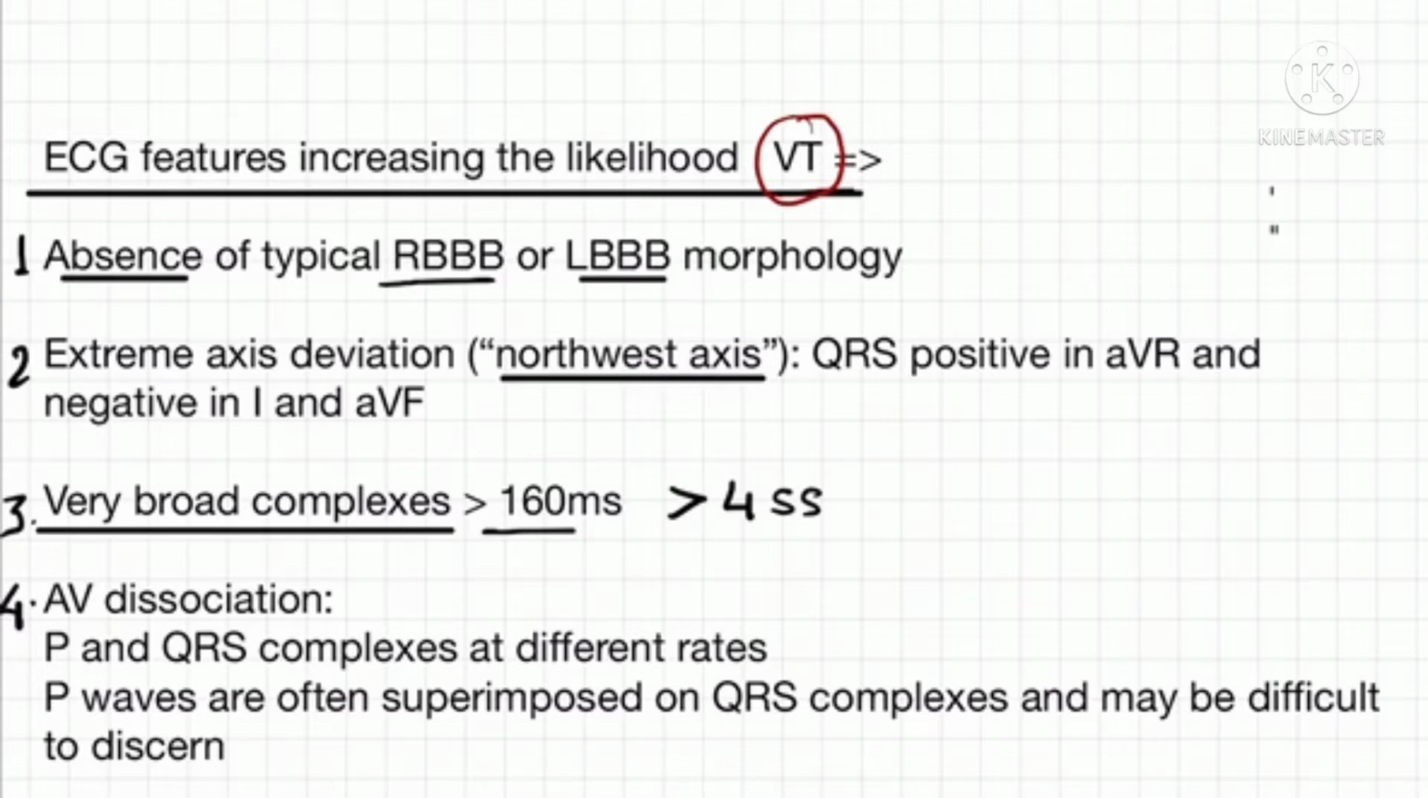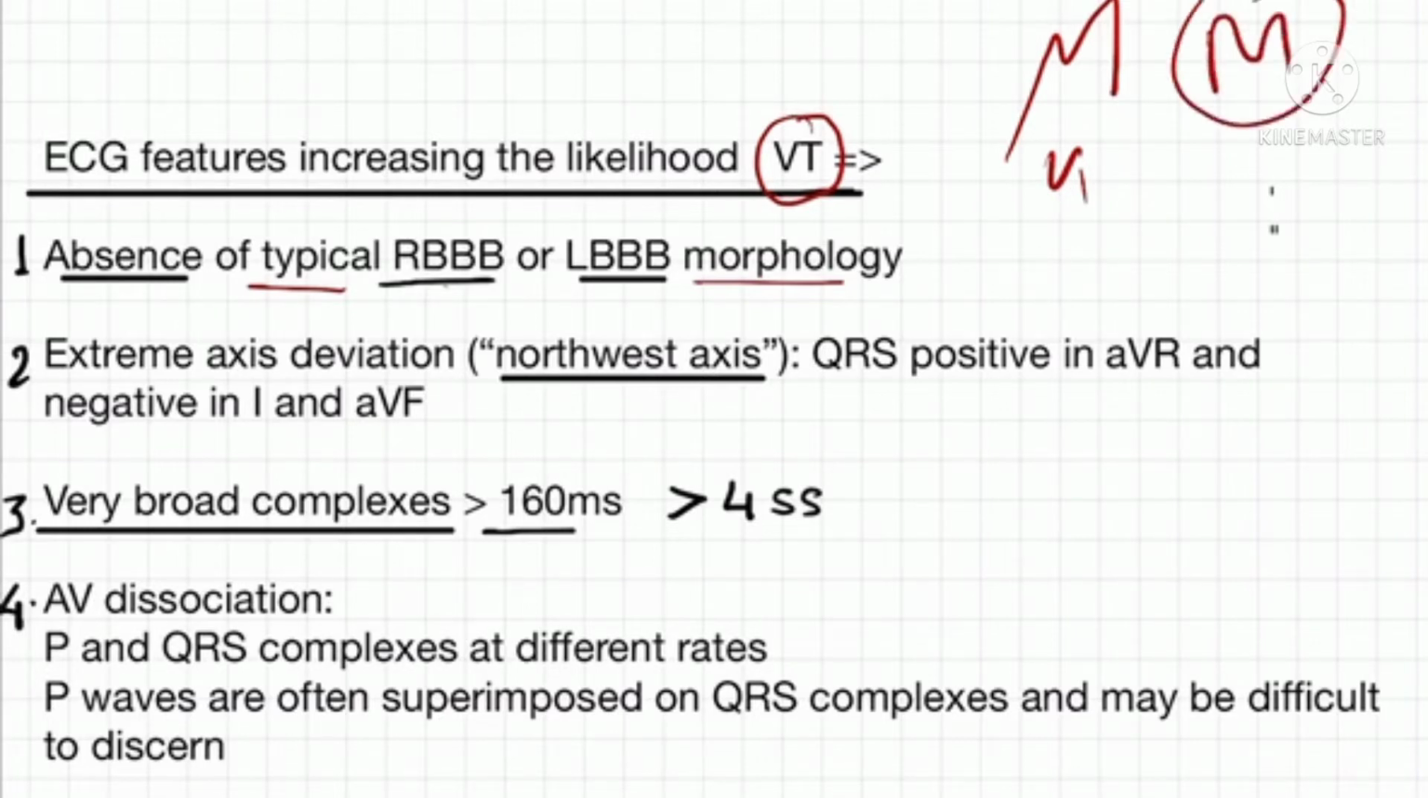The main feature of the ECG that suggests VT is the absence of typical RBBB or LBBB morphology. In the patient's ECG, if there is no LBBB or RBBB morphology, that suggests VT. In RBBB or LBBB morphology, we see the rabbit ears in V1, or we also say the M pattern in V1. This is MarroW.